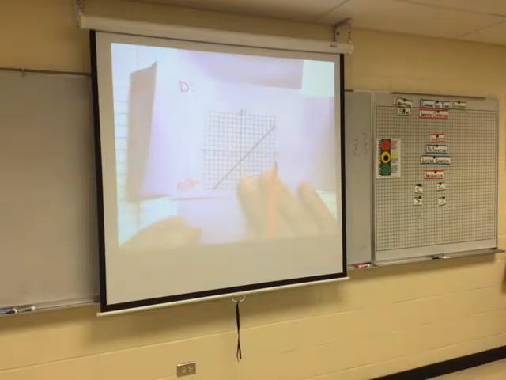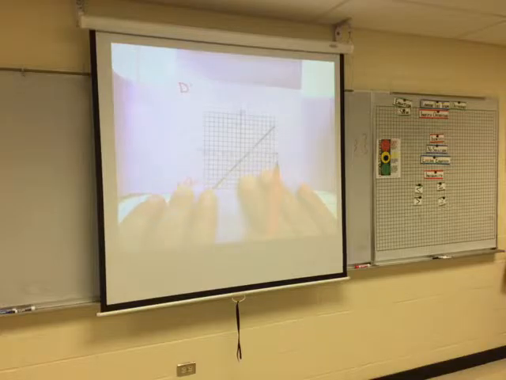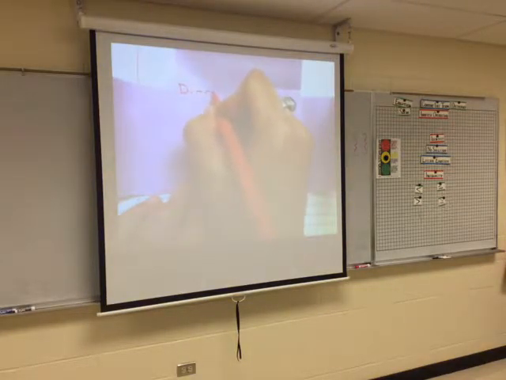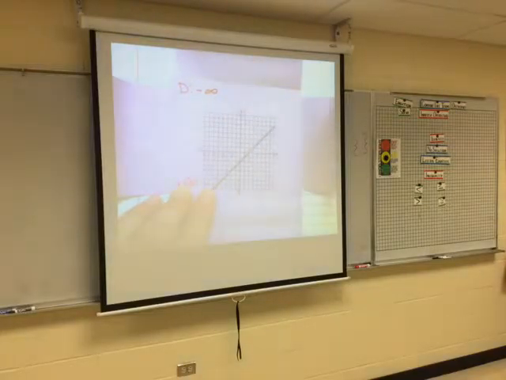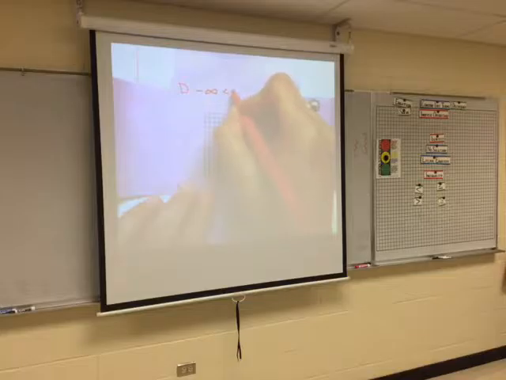So do I have a smallest y value? Sorry, x value? No. So what can I say? What do I say if I don't have a smallest? Infinity, because it's going to keep on going, right? So I'm going to say -infinity, sideways 8, it looks like an 8 that's taking a nap, right? Is less than x.